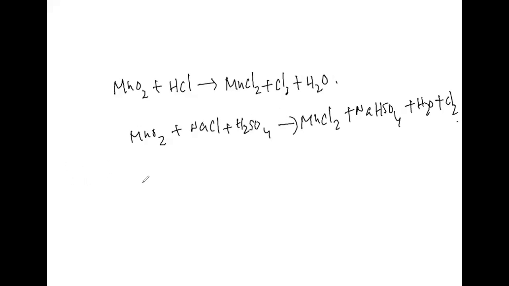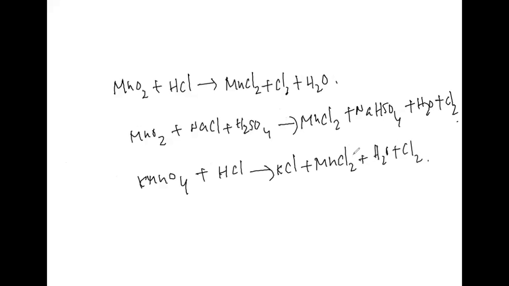Before that, let us take potassium permanganate: KMnO4 plus HCl gives KCl plus MnCl2 plus H2O plus Cl2. Then what is Deacon's process? 4HCl plus O2 in the presence of CuCl2 gives Cl2 plus H2O. But here some important reactions are there.